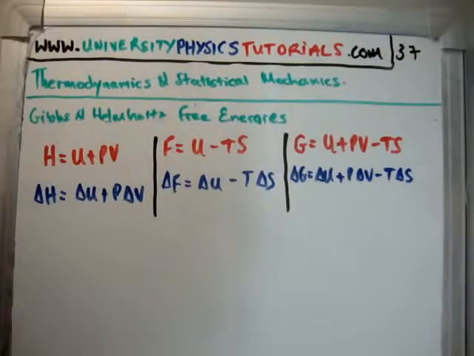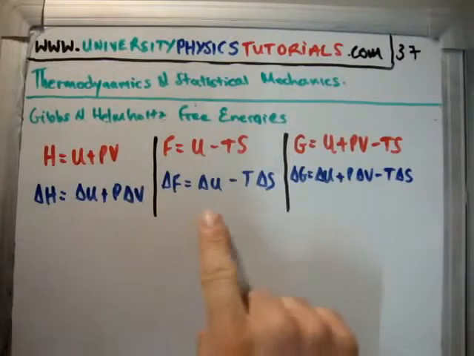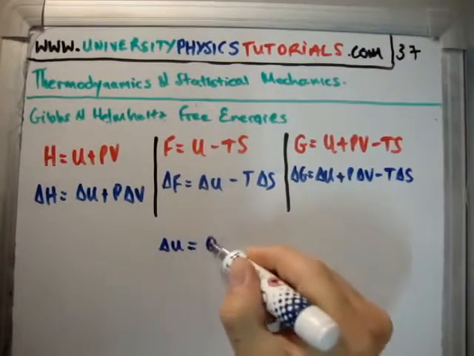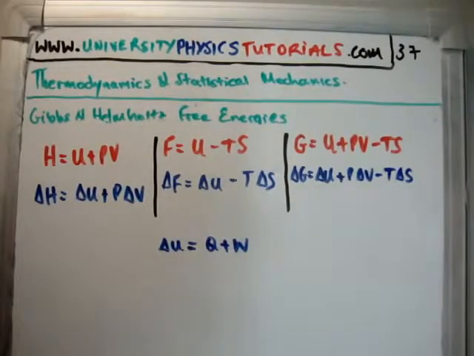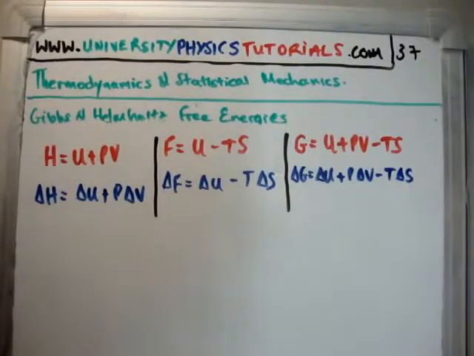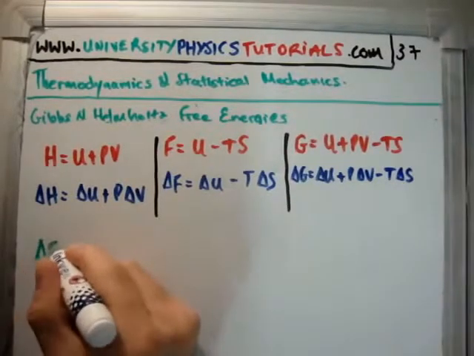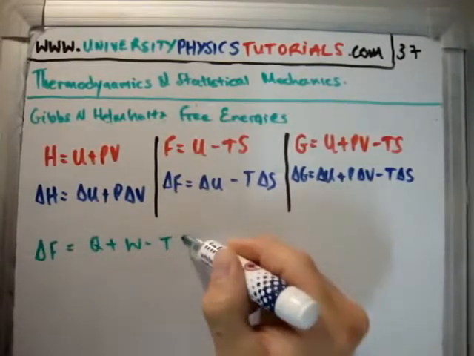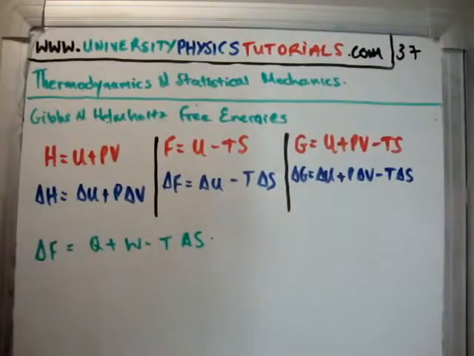So we spoke about the different changes, okay, and we know that the first law says delta U is equal to Q plus W, and I spoke about how we define that. So W, the work done, is positive if it's done on the system, and Q is positive if heat goes in. But if we look at delta F, so delta F is equal to Q plus W minus T delta S. Okay, because I just subbed in the first law, of course.